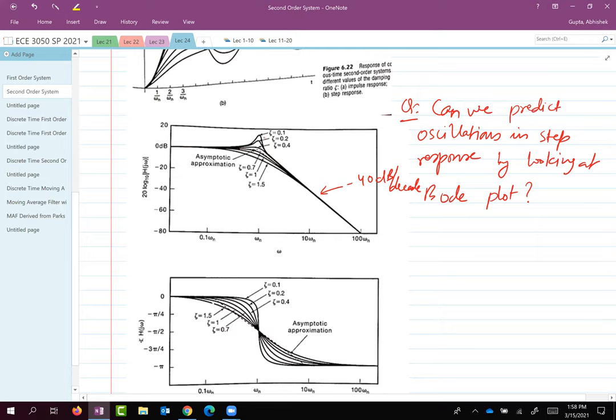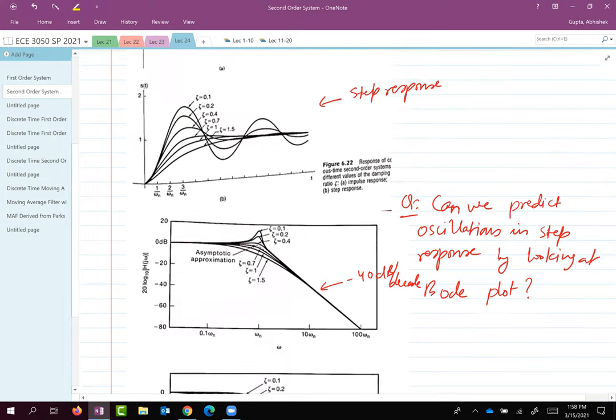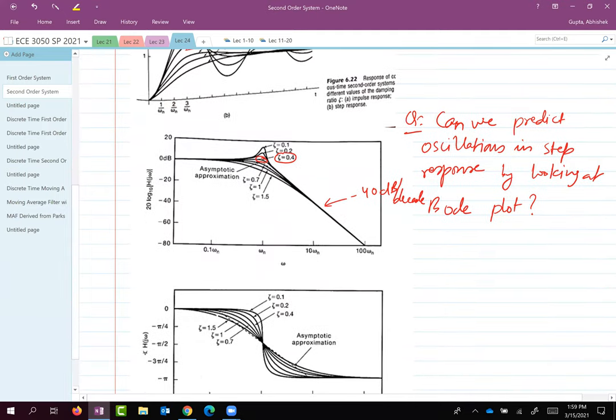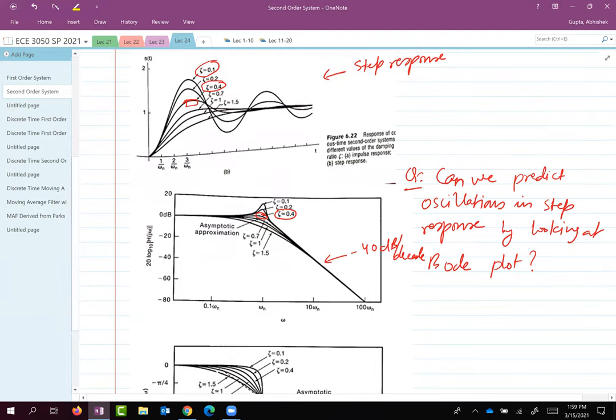So let's look at it. The highest kink we have is for zeta equals 0.1. For zeta equals 0.1, we see that the oscillations are pretty pronounced, right? And as we increase the value of zeta, for zeta equals 0.4, you see the kink is actually very small, and the oscillations are also very small. This is the graph for zeta equals 0.4, and we see that the oscillations are pretty small for that value of zeta. So by looking at the peak of the magnitude plot, we can infer whether zeta is less than one or greater than one, and based on that, we can predict that there will be oscillations in the step response.